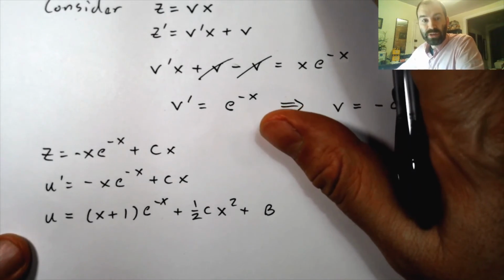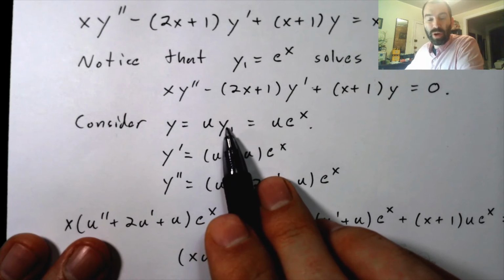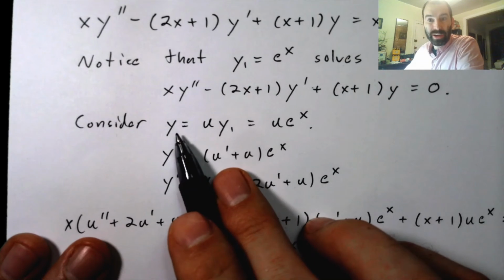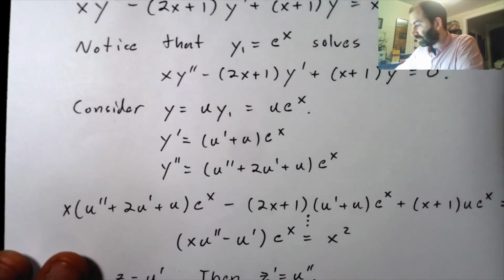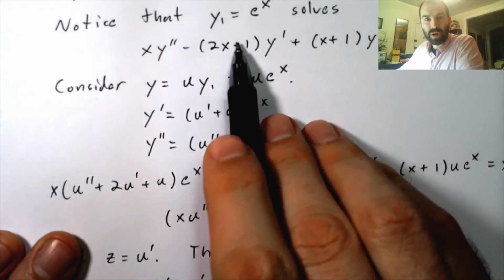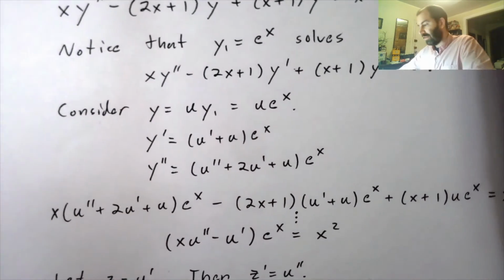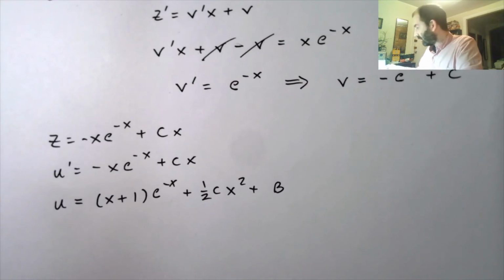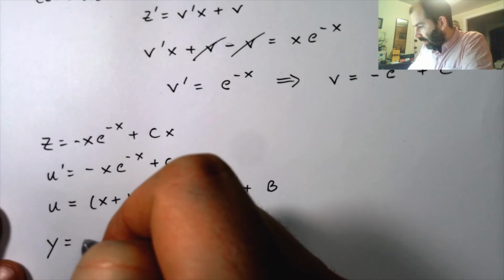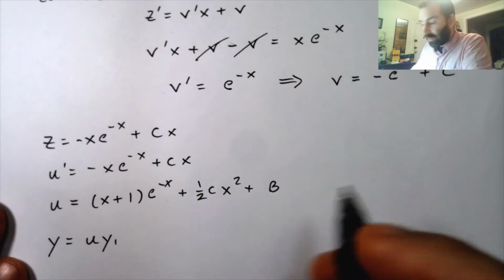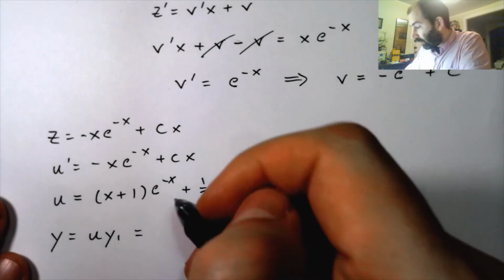Where was u being used? Well, let's look up above. u was the function we were multiplying y1 by to get y, our final answer. Okay, what was y1? Oh, we were given y1 right up here, e to the x. So we're just going to multiply this by u to get y in the end. All right, so that's all we got to do now. y equals u times y1, right? So we're going to multiply this stuff by e to the x. What do I get?